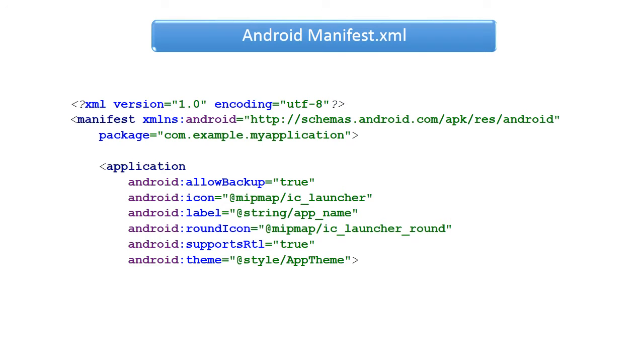First one is the AndroidManifest.xml. The components and the settings of an Android application are described in the AndroidManifest.xml file. For example, all activities and services of the application must be declared in this file. It must also contain the required permissions for the application. Every Android project includes a manifest file, AndroidManifest.xml, which is stored in the root directory of its project hierarchy.